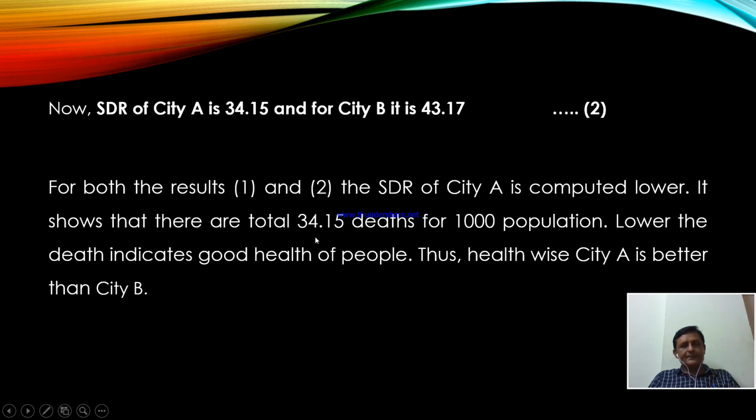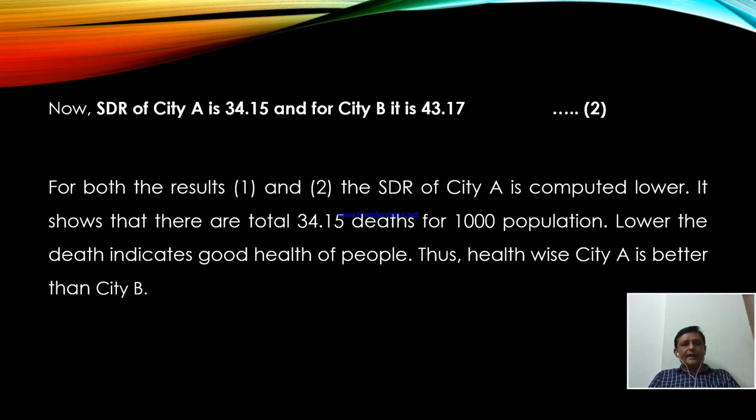We may say that per 1,000 people there are 34 deaths in city A, while for 1,000 people 43 people died in city B. Once again, the total number of deaths in city A is lower than B. So we can conclude lower death indicates good health of people. Thus, health wise city A is better than city B.